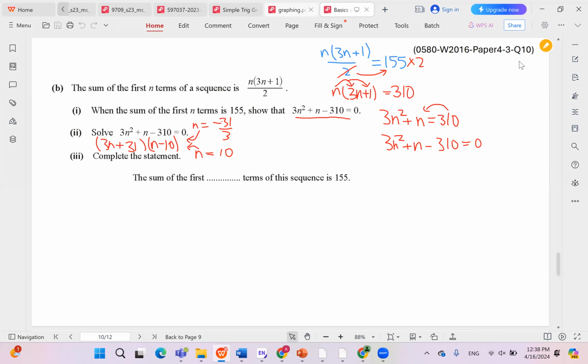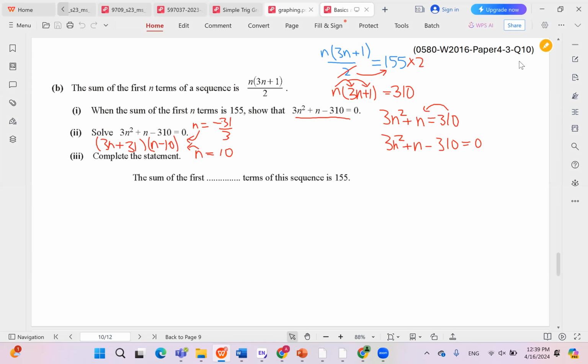So the answers here are negative 31 over 3 and 10. In double I, we were just asked to solve the equation in terms of algebra, but we're not really asked to figure out what this means in the context of the sequence itself. However, in triple I, we need to figure out in context of the sequence, what does this mean? So is n negative 31 over 3 or positive 10?